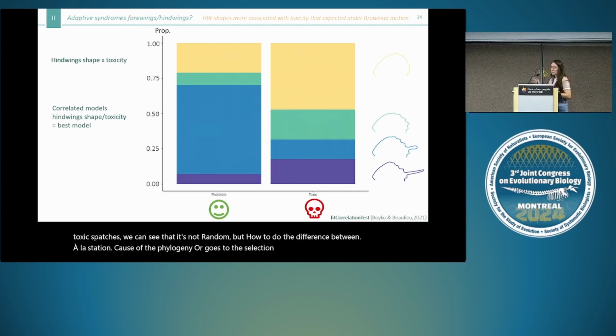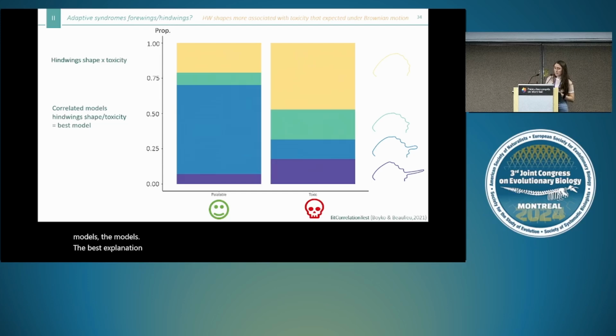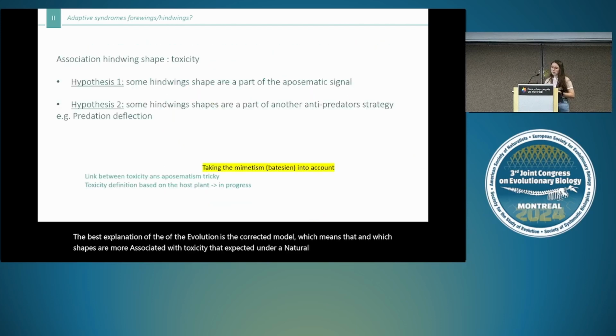And for that, I ran models of evolution, taking into account the disparity of diversification, and the model which best explains the evolution is the correlated model, which means that hindwing shapes are more associated with toxicity than expected under a neutral model. And so we found an association between hindwing shape and toxicity.